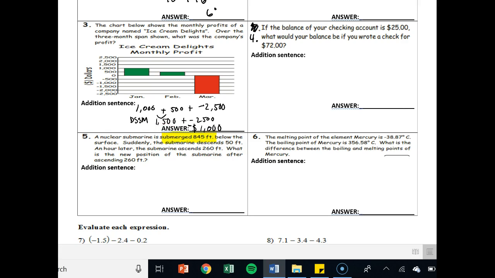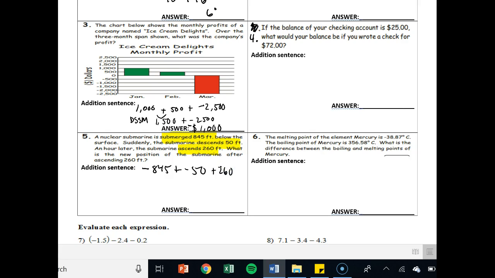Submerged means it's underneath the water, so that's -845. Suddenly the submarine descends another 50 feet, so descending again is a negative word, so that's plus -50. And an hour later it ascends 260 feet. Ascending is raising, so that's plus 260.